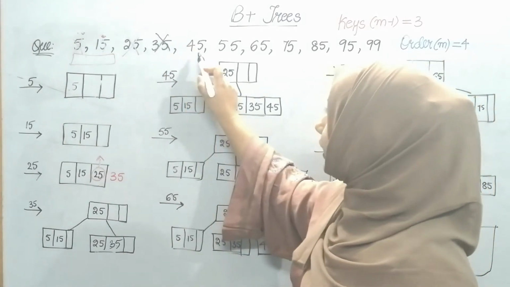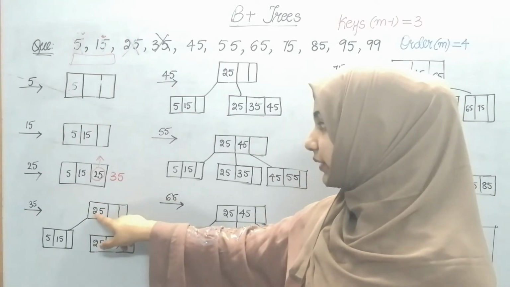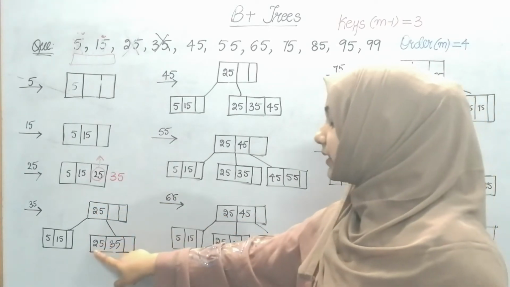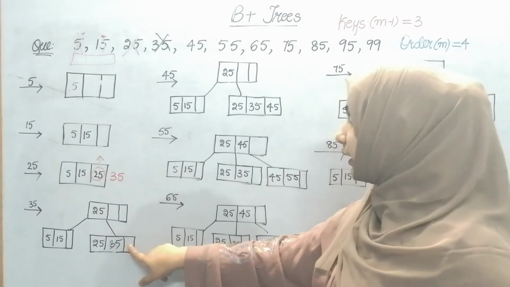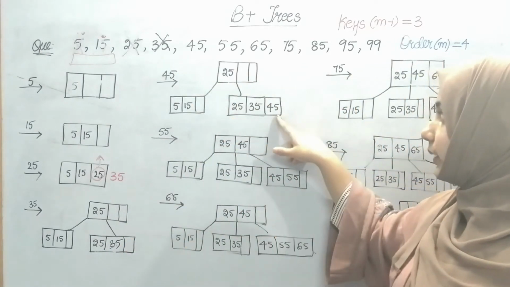Next is 45. For inserting 45, see here. 45 is greater than 25, so I need to go to the right side. On the right side, 25, 35, 45 will come here. So after inserting 45, this is the tree. So 45 will come here.